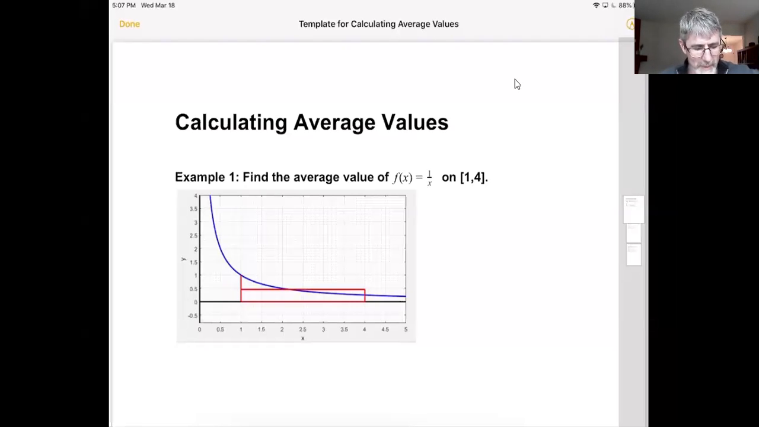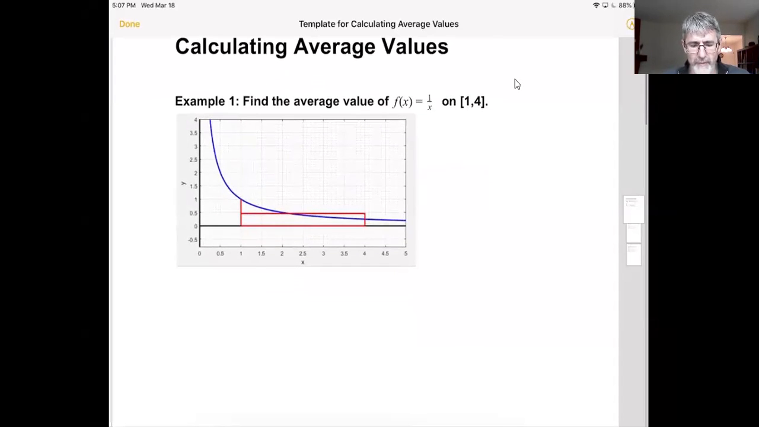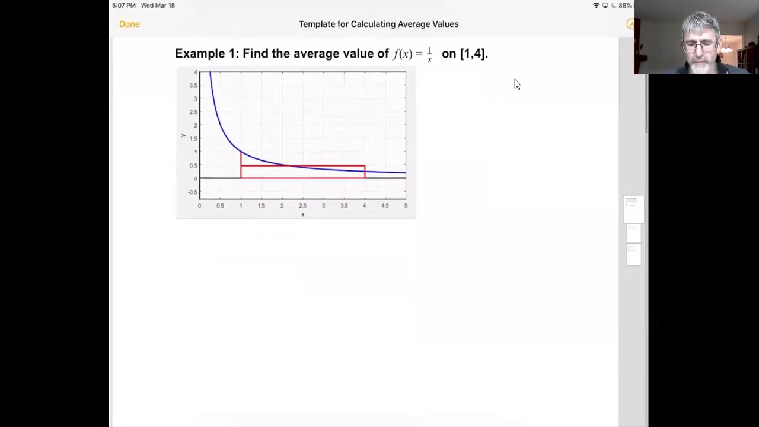Hello, today's video is about calculating average values. So I'm just going to work through a few problems on my iPad here. The first problem that we have is: find the average value of the function f of x equals 1 over x on the interval from 1 to 4.